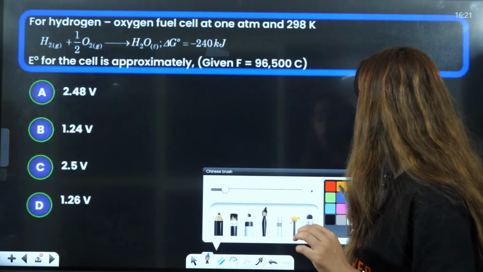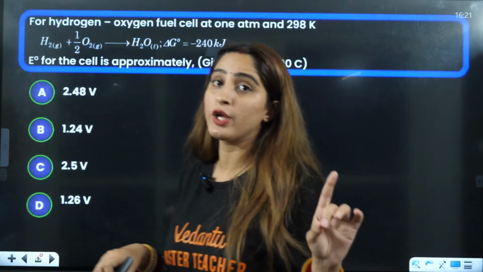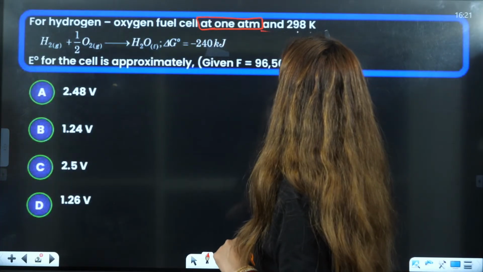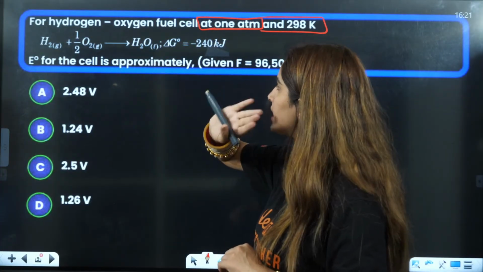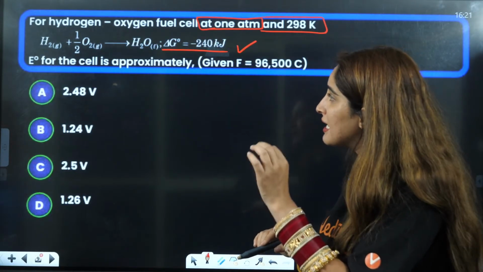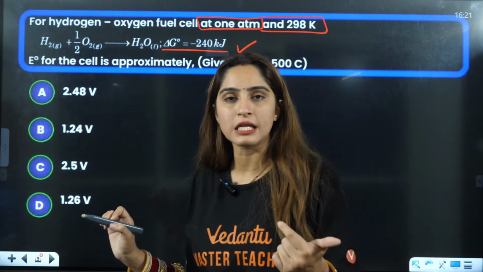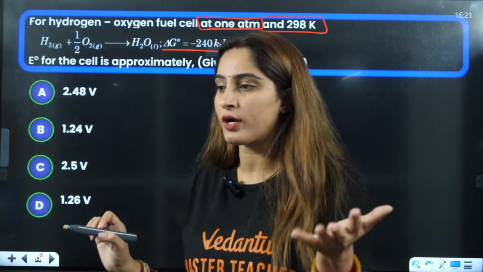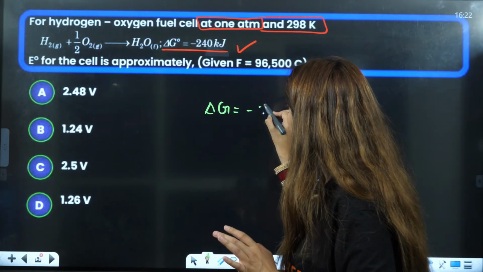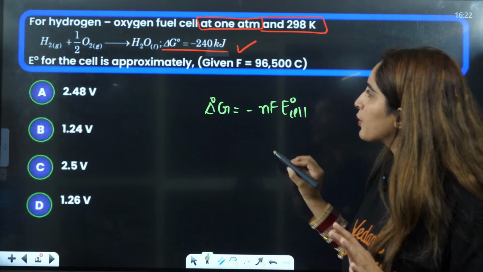Next is, for a hydrogen oxygen fuel cell at 1 atmosphere and this temperature, this is the equation that is given to you. Delta G is already given to you. E naught for the cell is approximately given by. Whenever they ask you either a Nernst equation question or a question of delta G and E naught, it is definitely going to be there in your exam. So here delta G is equal to minus nFE naught of cell.